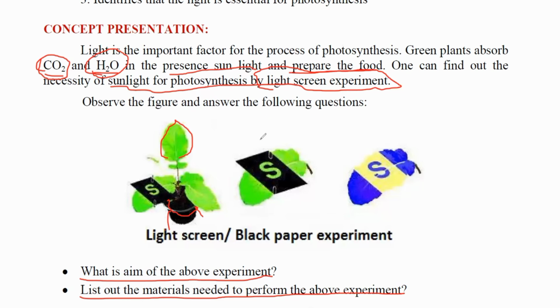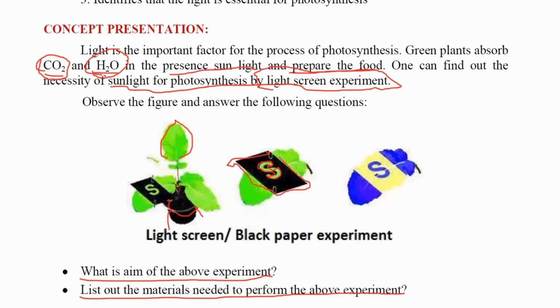And also we need a light screen which is a cut design. This is the screen with the cut design. Here we took black paper, but we removed an S shape from this black paper. The remaining paper is all black, and only the shape of the S is removed so that the leaf is visible. So this is the black paper. And we also need iodine reagent. These are the apparatus we need.